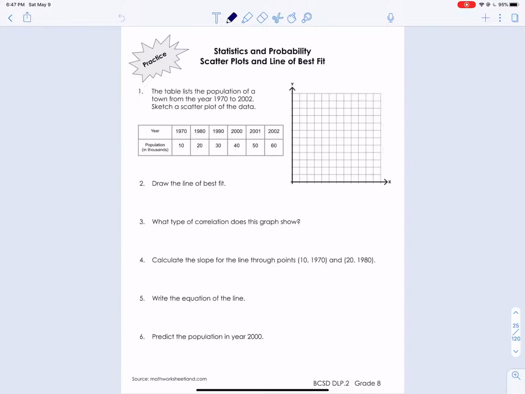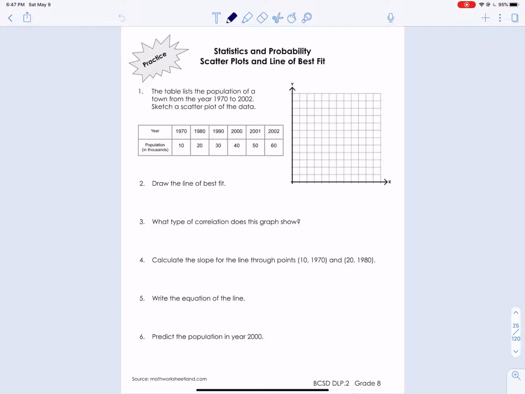Okay, this is May 7th for the third distance learning packet. And we are continuing with our probability and statistics and scatter plots. And we have a graph given to us. We have a table that shows us population and years. And we're asked to graph this or plot the points, draw a line of best fit, and then identify the correlation or the association type. And then moving on to eventually finding the equation of the line and then making a prediction.